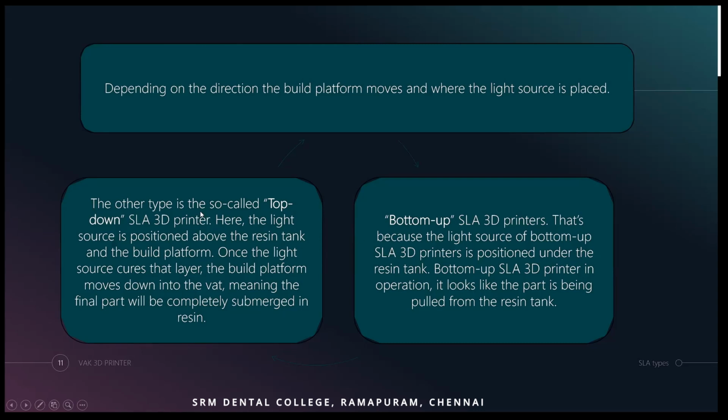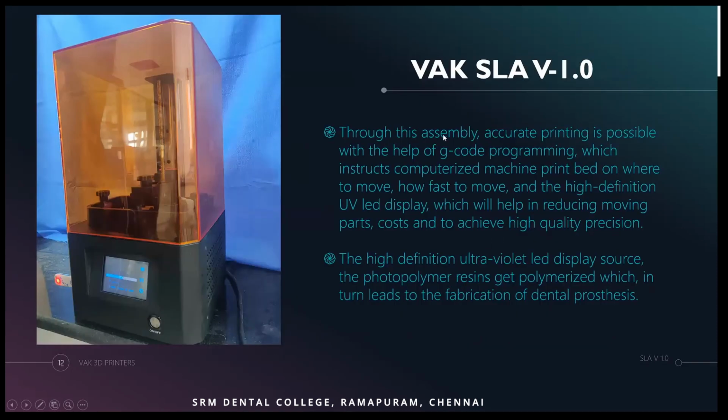So there are two types. First is top down and next one is bottom up. Top down is where the z axis moves from top to the bottom, and in bottom up it moves from the bottom to up. So in top down, the laser, the light source, will be over the top, whereas in bottom up it's going to be below.